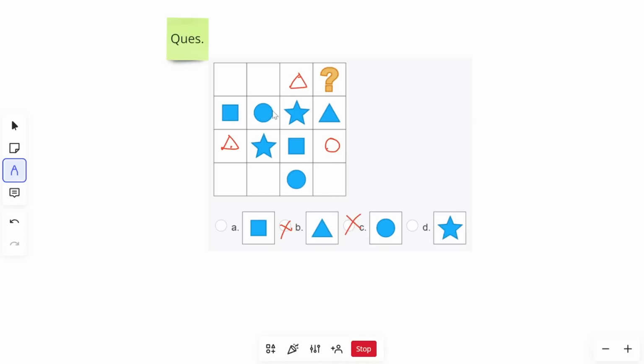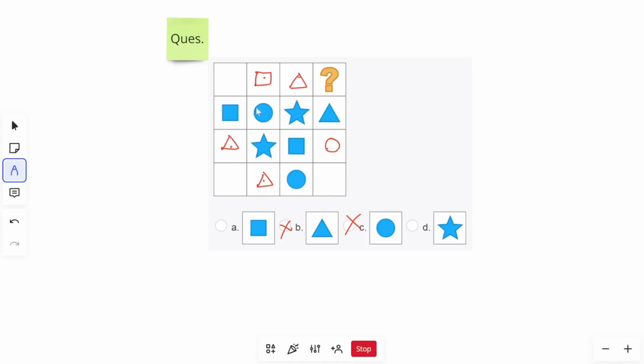Let's now see what else can come here. Let's try to fill in these two boxes. Circle is here and triangle is here. So if circle is here and circle is here and star is here, what are the two options left for us? We have square and we have triangle. Can square come here? Yes, it can come, but triangle cannot come here because triangle was already occupied with the other one. So I am going to put triangle here.